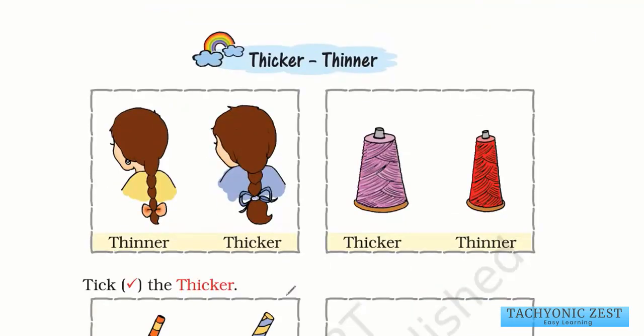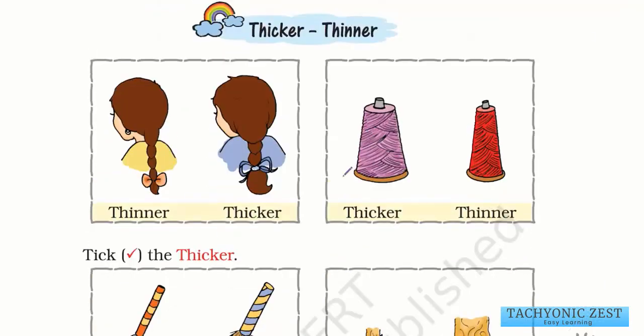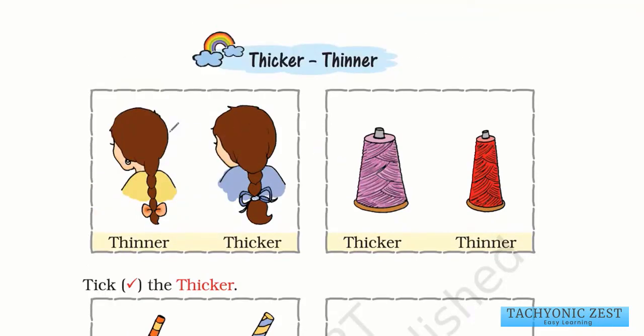Now next we will see thicker and thinner. How is it like this? See, this one we can see that it is thick. The hair is more here and it is less here. So the hair here is more, so we'll say this is thicker, and here the hair is less, so we'll say that it is thinner.